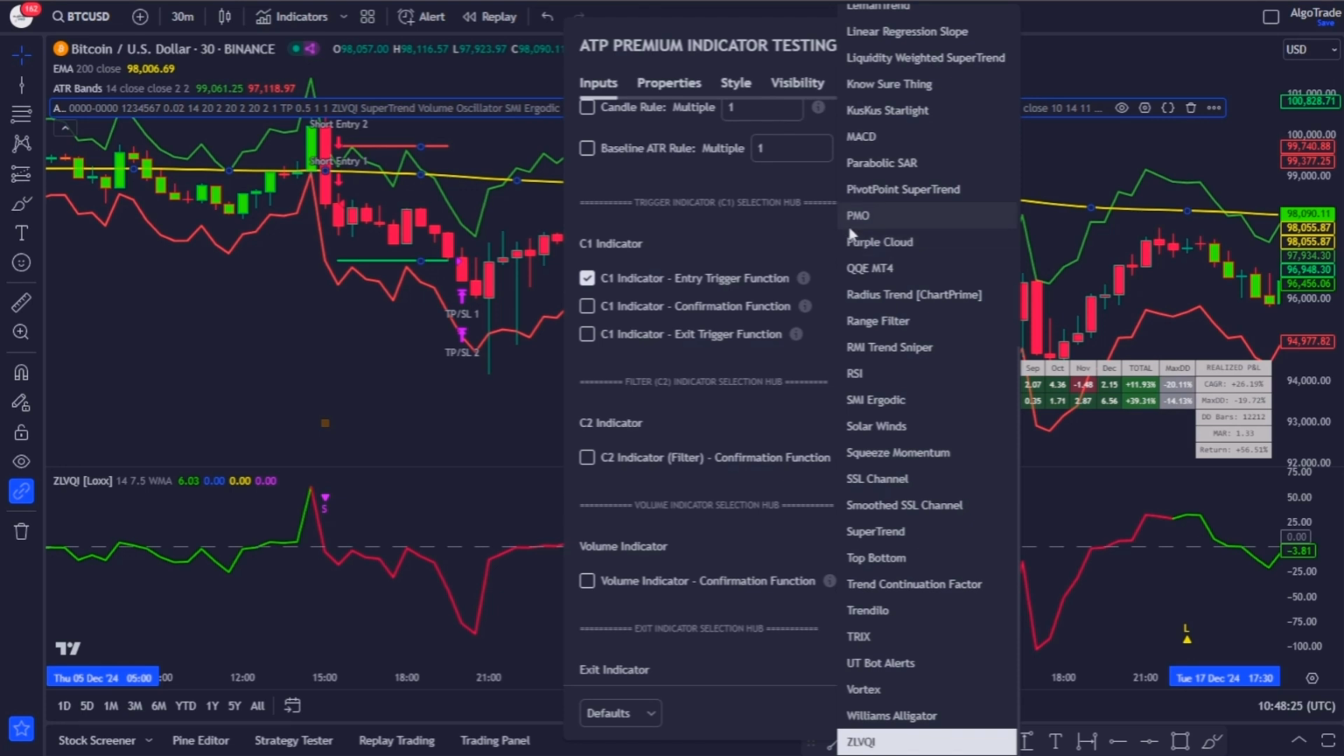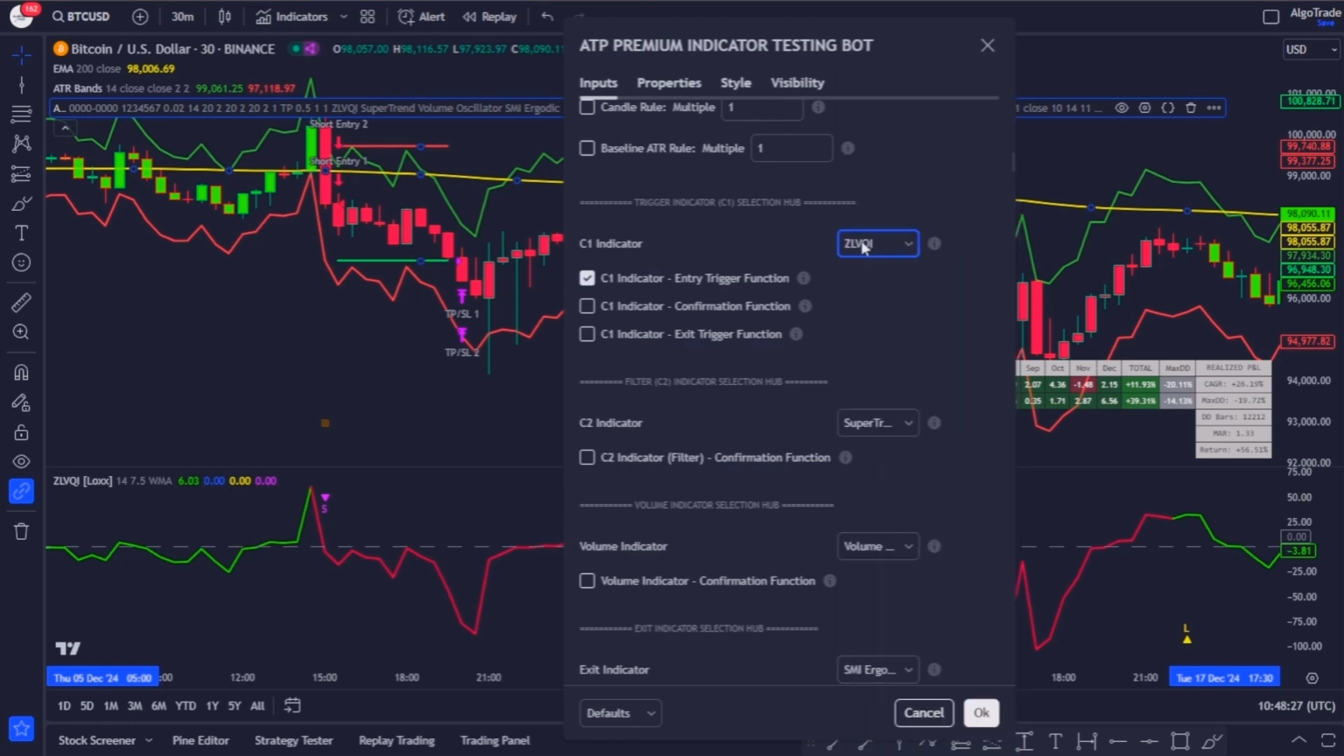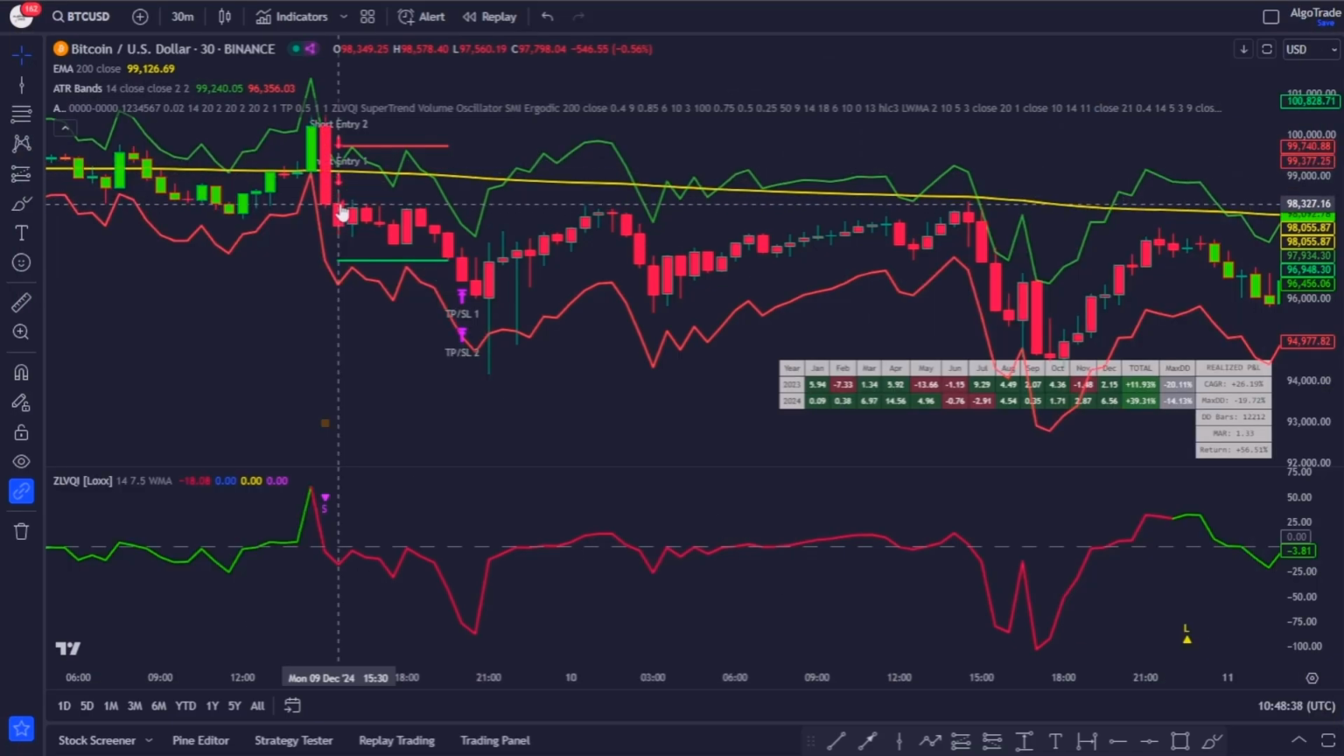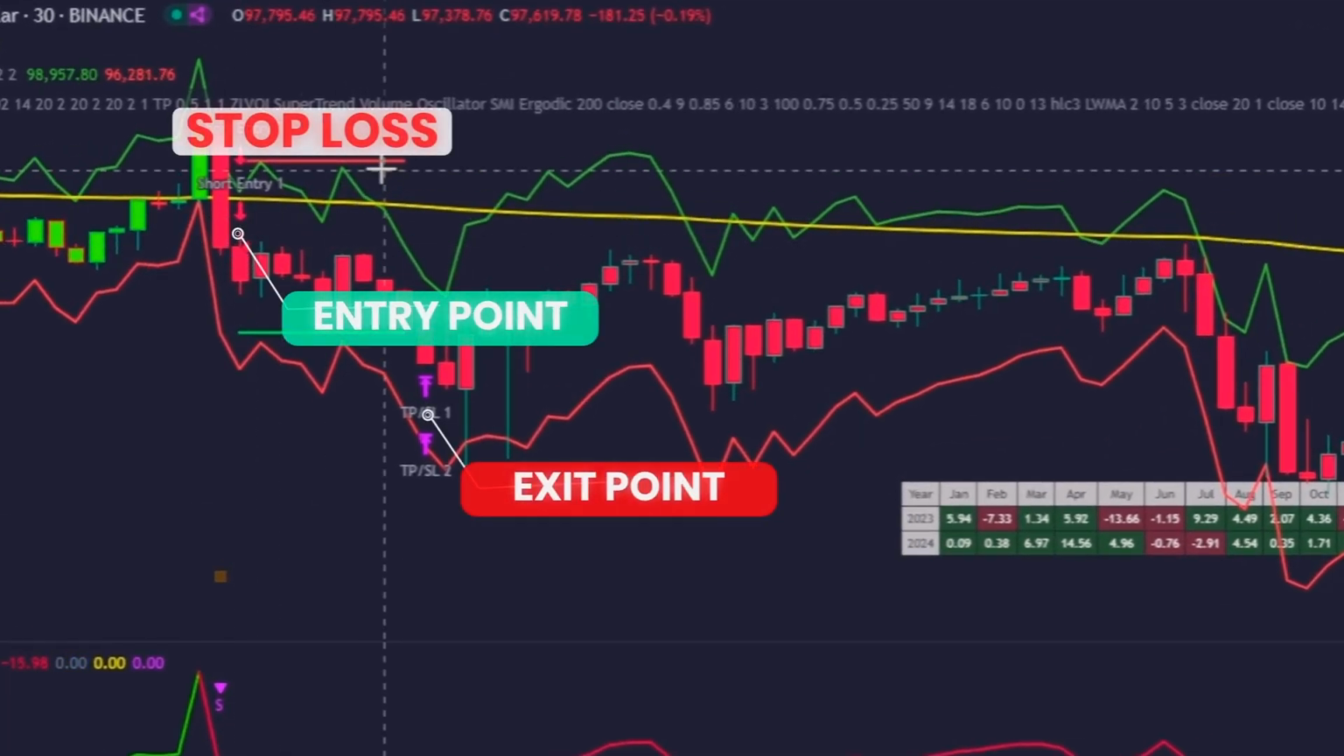Once we have set all the conditions, including the Zero Line Volatility Quality Index, the 200 period EMA for baseline, and our risk management rules, the trading bot will execute every valid trade on the charts with a respective entry point, stop loss, and exit point.